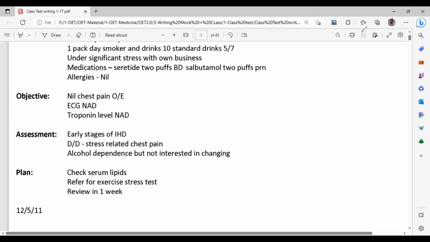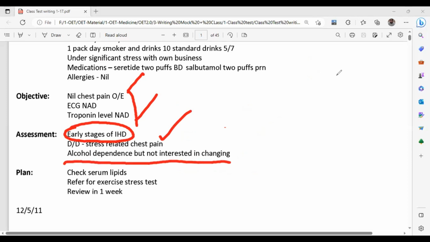Followed by the assessment part. Now in the assessment part, you can see that the ECG was normal, everything was normal. So we were suspecting it to be ischemic heart disease or stress-related chest pain. And he was not interested in changing his alcohol intake habit. So that was the plan at that time.